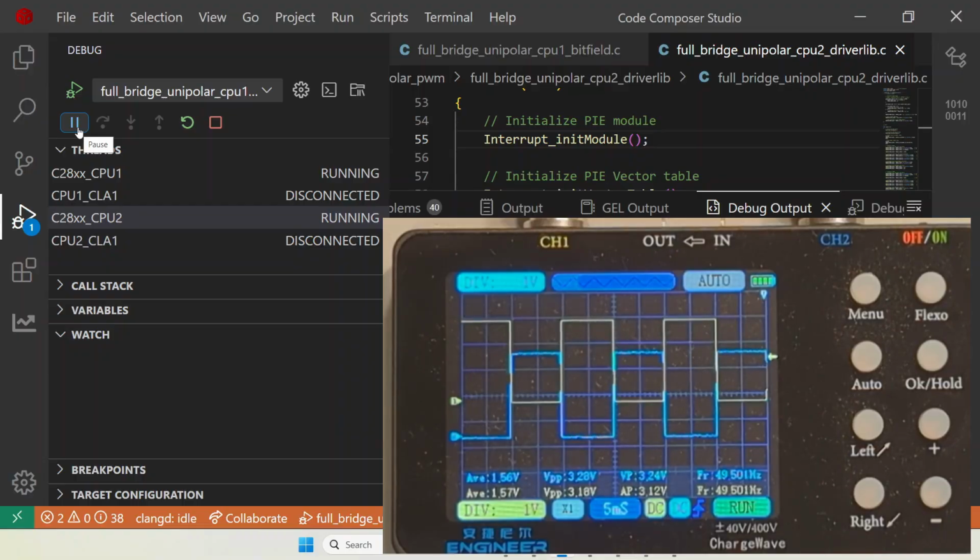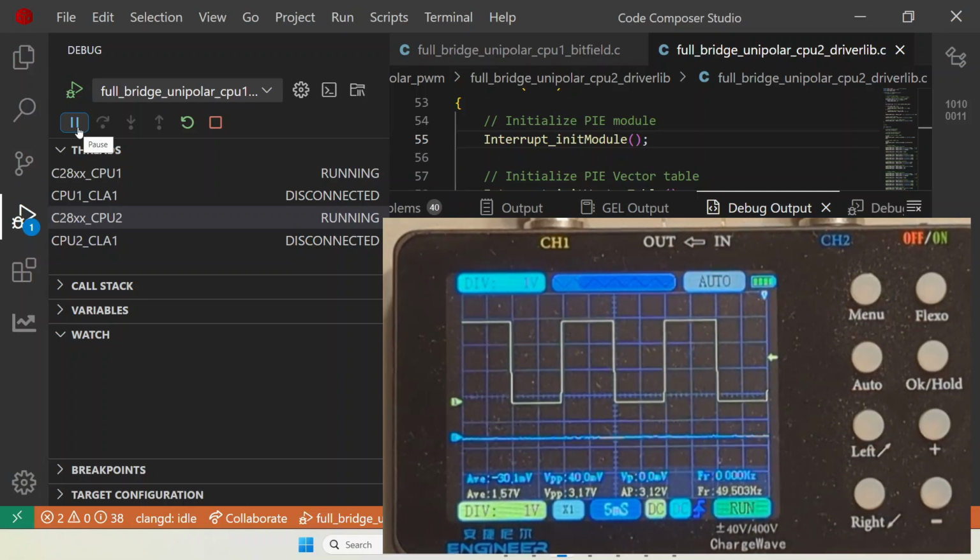So S1 and S2 of CPU2, which are EPWM4A and EPWM4B, are also switched at 50 Hz frequency, which means S1 will be on whenever the modulation signal is in the positive half cycle, and S2 will be switched on whenever the modulation signal is in the negative half cycle. With this done, I am now going to go over.